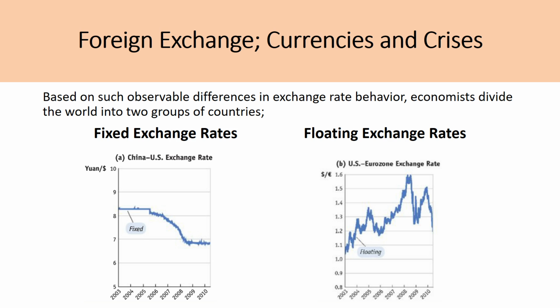Now, based on such observable differences in exchange rate behavior, economists have divided the world into two groups of countries, two key groups. There are more, but we'll focus on these two key ones. There's the fixed exchange rates, where the exchange rate is pegged at a certain level.